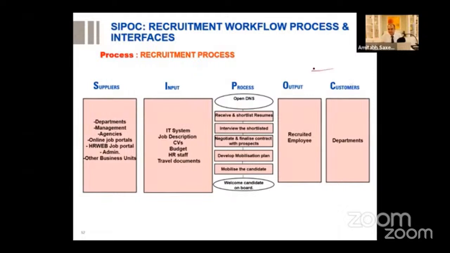When you are doing a SIPOC, it's better to start with customers. So identify the customers, say the departments are the customers, and the output is the recruited employee. And we are talking about the recruitment process. So the process is: open the IT system, receive and shortlist the resumes, interview the shortlisted candidates, negotiate, develop the mobilization plan, mobilize the candidate, and welcome the candidate on board. Inputs are the IT system, job description, CVs, budget, HR staff, and travel documents, and these are the suppliers of those inputs.